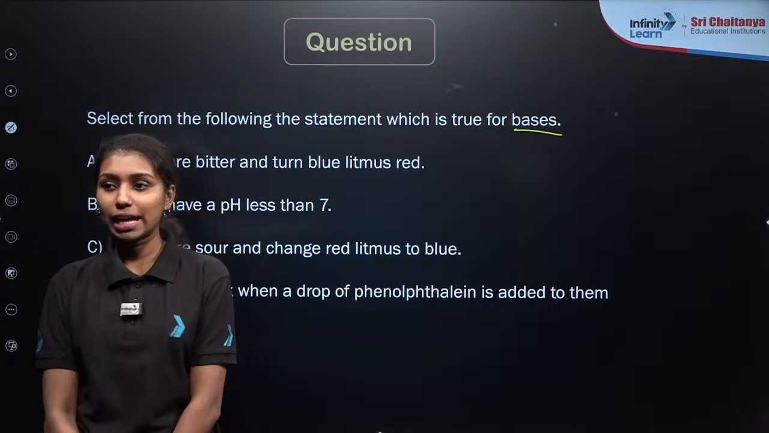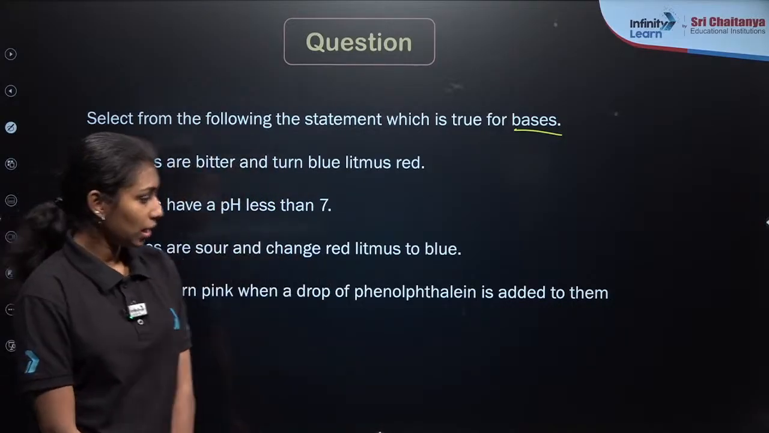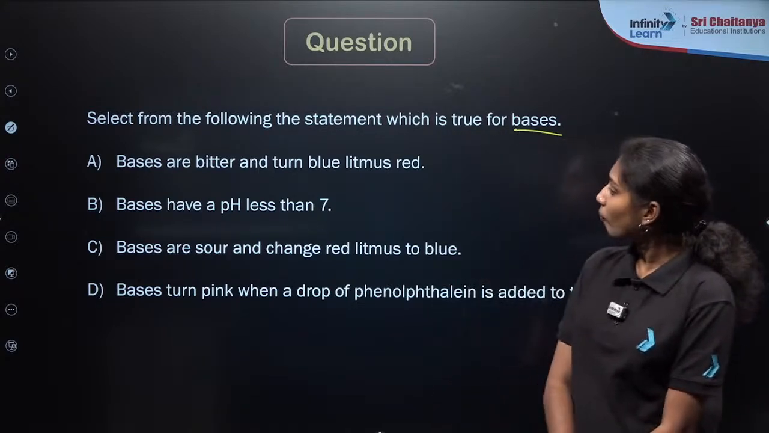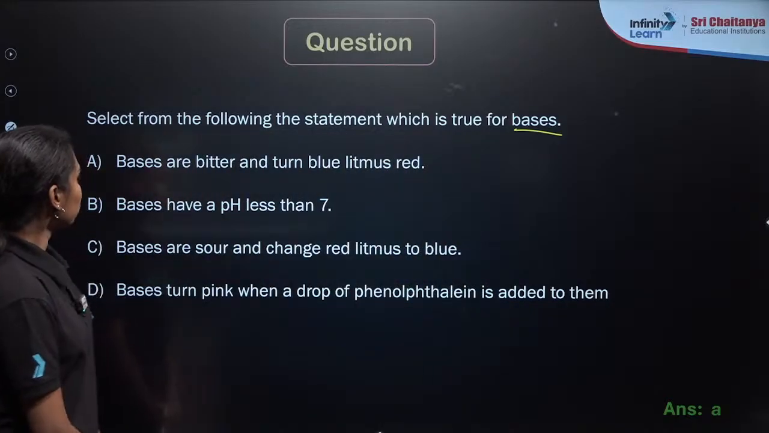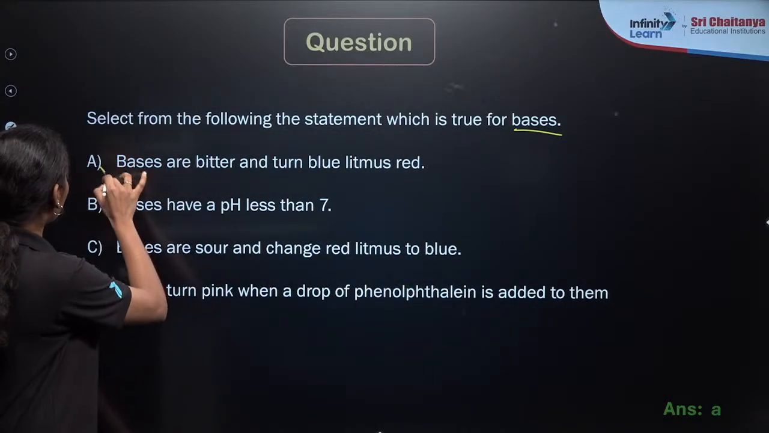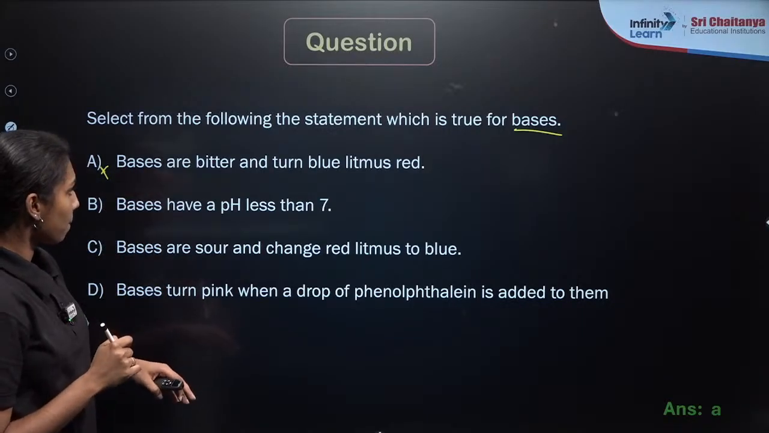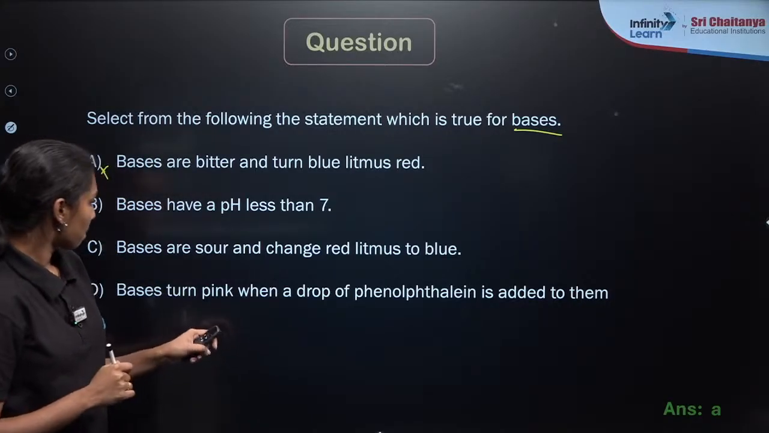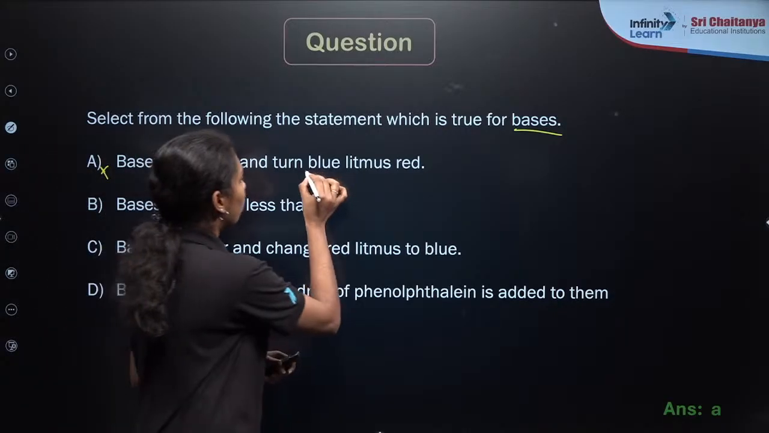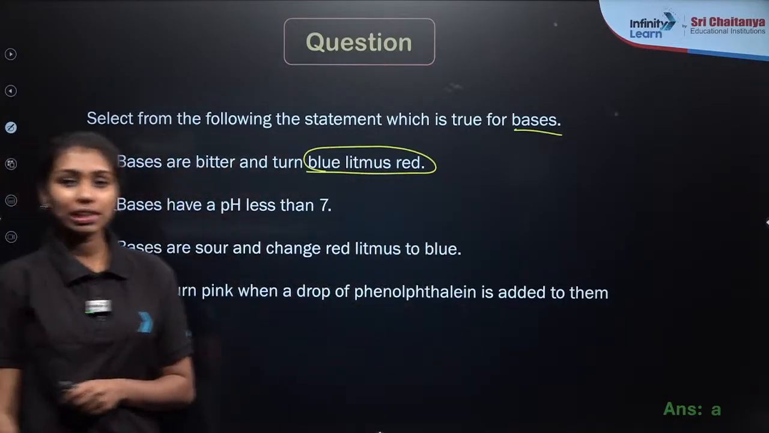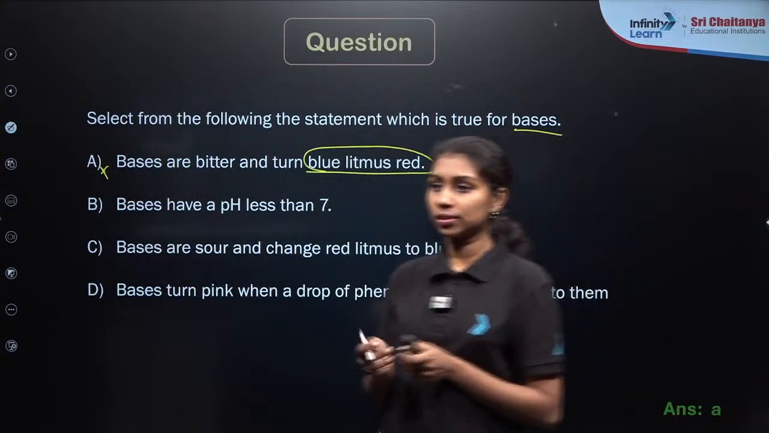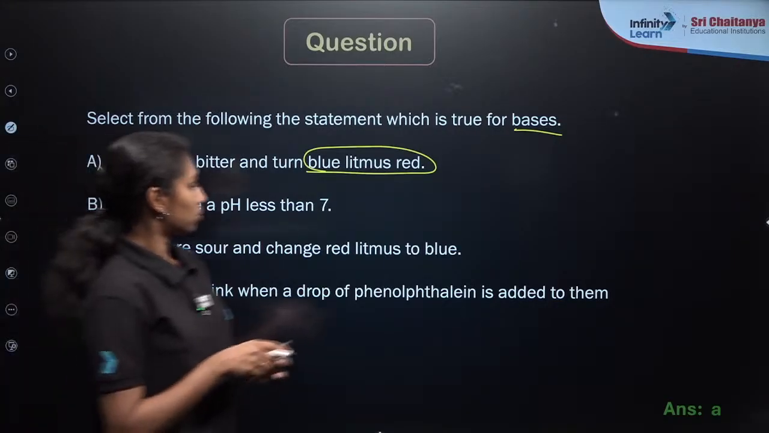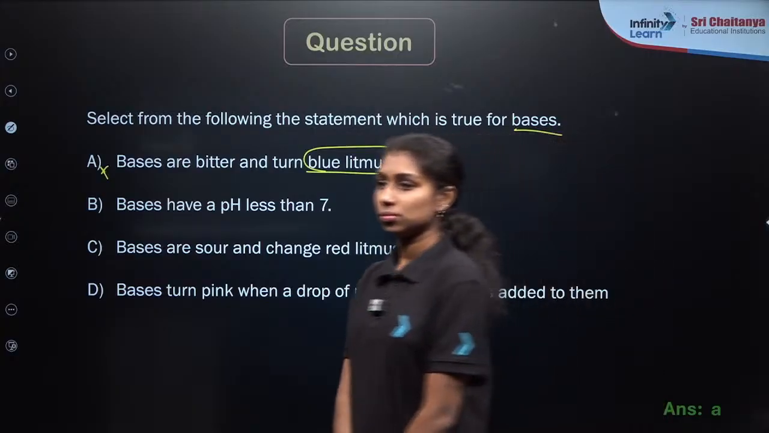Yes, again, Arush is giving the answer as option D and Ritik is also giving the answer as option D. But our correct answer is option A only, right? Okay, there is a small correction here. If blue litmus is turning to red, is it happening for bases or acids? It is for acids, right?